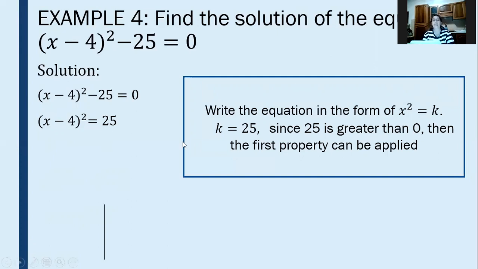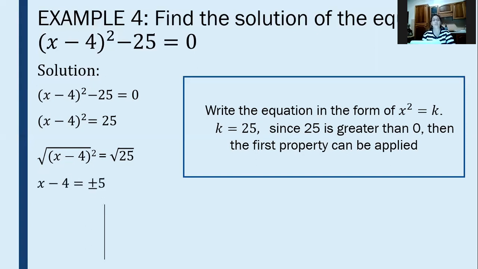Again, here, 25 is considered as k. K is equal to 25. Since 25 is greater than 0, then the first property can be applied. And what is that first property? We have two real solutions or roots. By extracting the square root, square both sides of the equation: the square root of (x minus 4) quantity squared and the square root of 25.